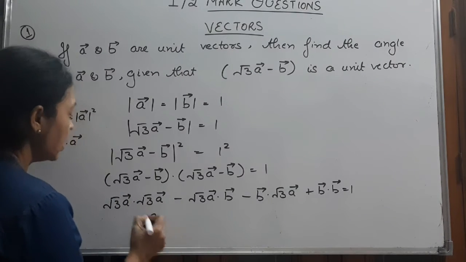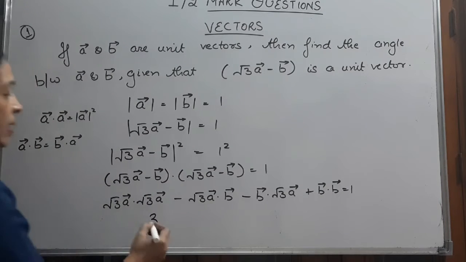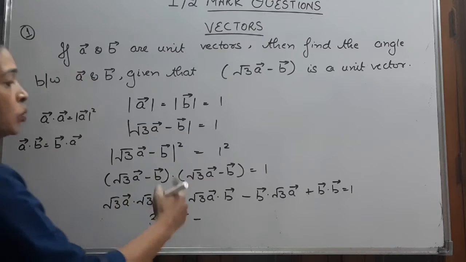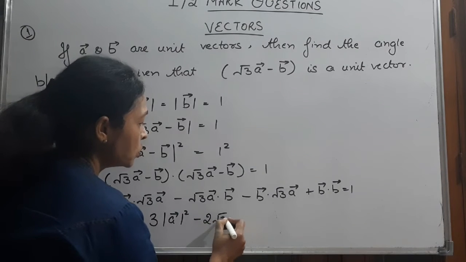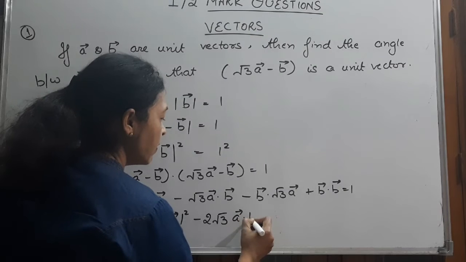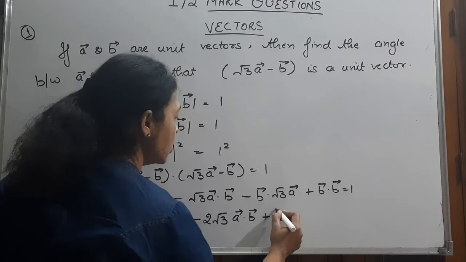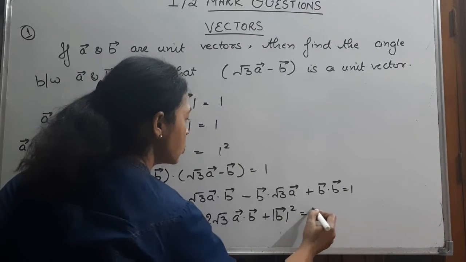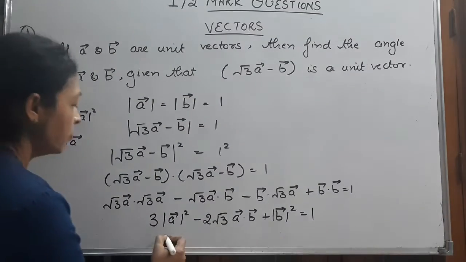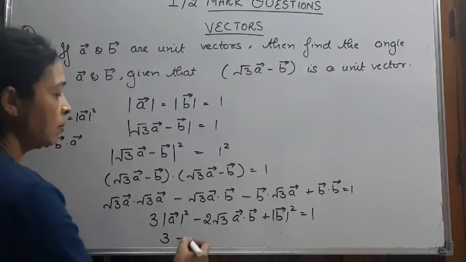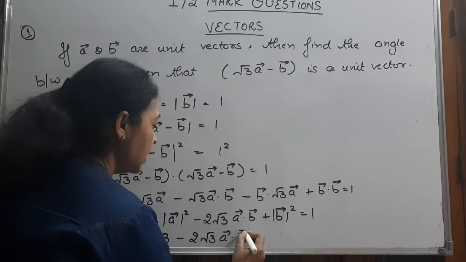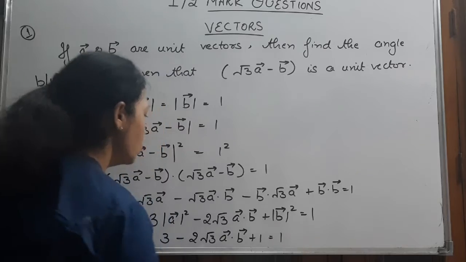Root 3 into root 3 is 3. Vector A dot vector A is the magnitude of A whole square, minus root 3 into root 3, 2 root 3 into vector A dot vector B, plus the magnitude of B whole square is equal to 1. Magnitude of A and B is 1. We have 3 into 1, 3, minus 2 root 3 vector A dot vector B, plus 1 is equal to 1.